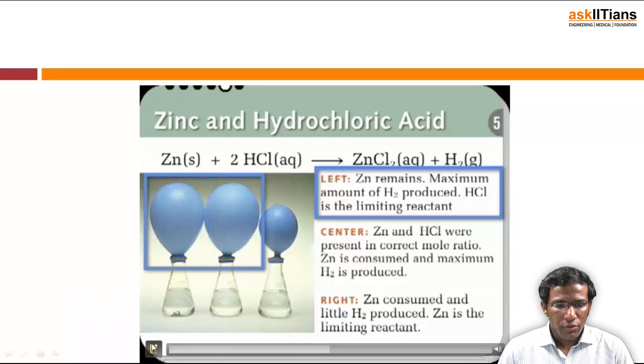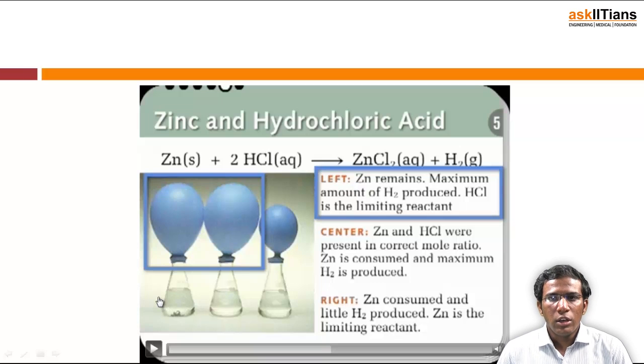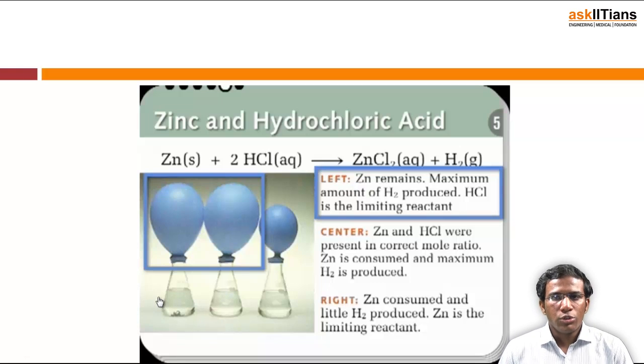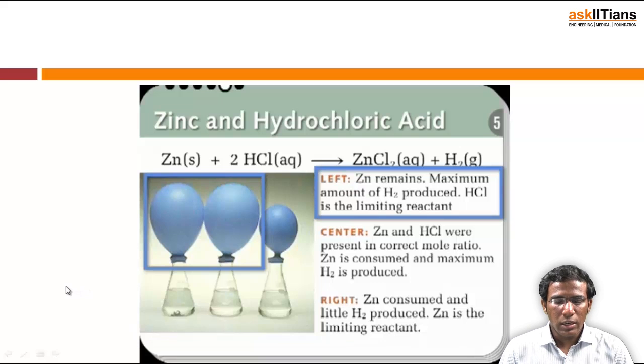If you compare the first and second reactions, the volume of the hydrogen gas liberated is the same, and the volume of the product formed depends entirely upon the amount of the limiting reactant that you have taken. Since in both the cases the limiting reactant is hydrogen chloride, HCl, we have taken that HCl in the same amount, so we will get the hydrogen gas in the same amount. You can see the volume of both these balloons is equal. So from this we can conclude that HCl is the limiting reagent in both the reactions.